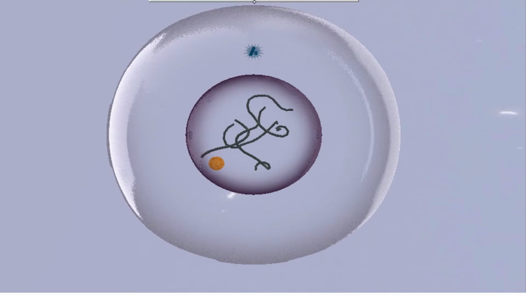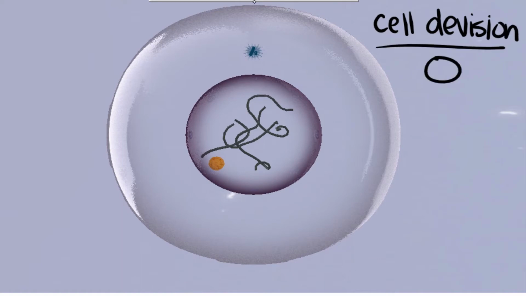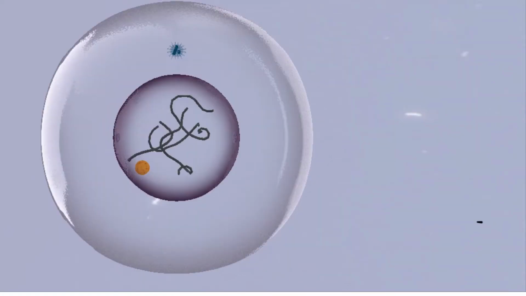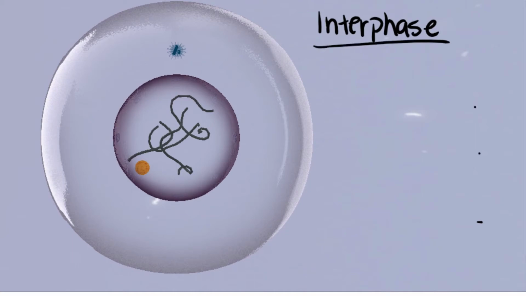This video is going to be about cell division. And cell division is when one cell divides to form two daughter cells. The first phase of cell division is called interphase. Interphase is split up into three phases, the first phase being the G1 phase. The G1 phase is when the cell grows and develops.